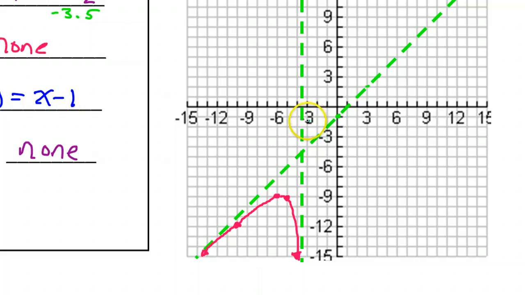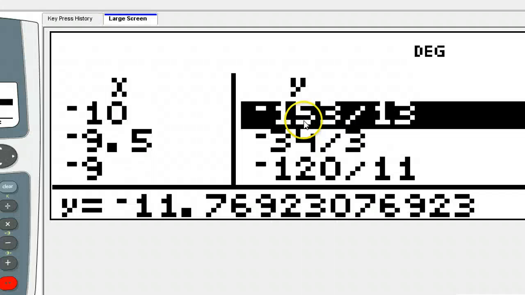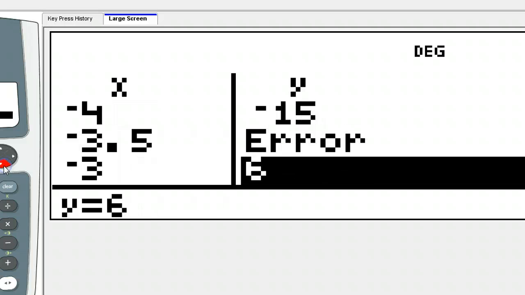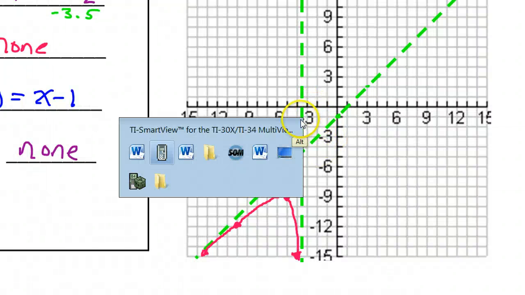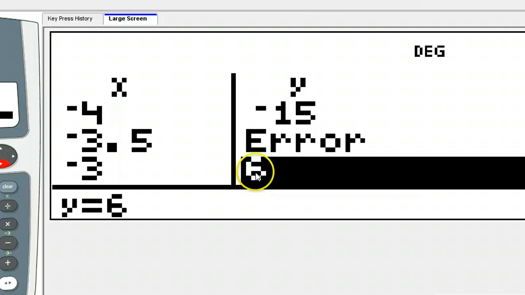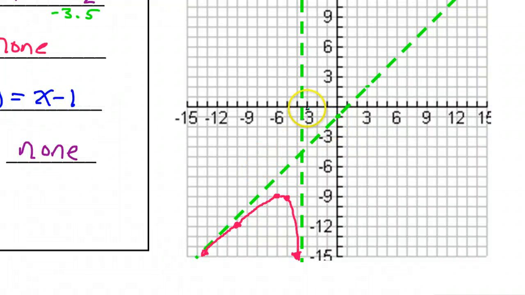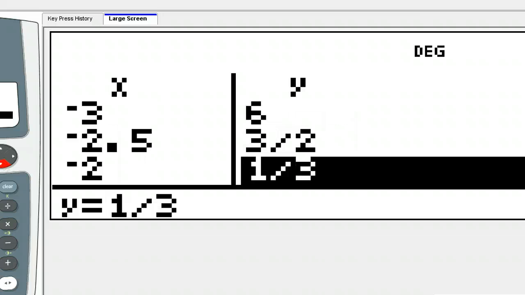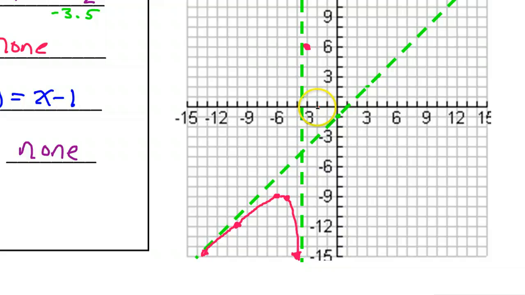Okay, so let's start at negative 3. At negative 3 we're at negative 6. I'm sorry, at negative 3 we're at positive 6. What about negative 2? At negative 2 we're at 1/3. Alright, so that's just a little bit above the line there.